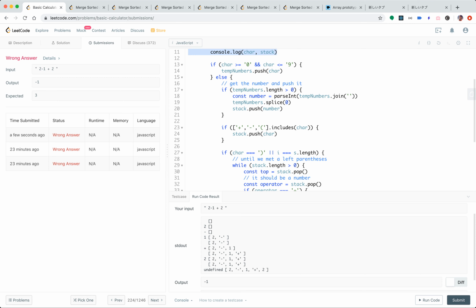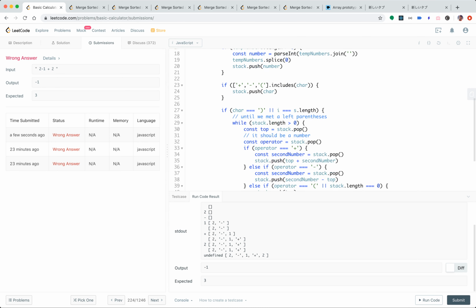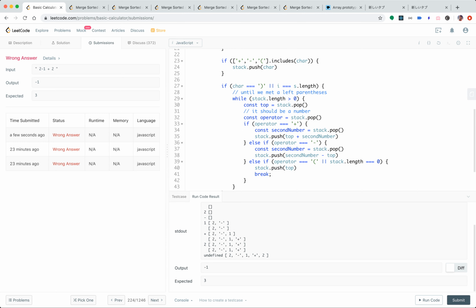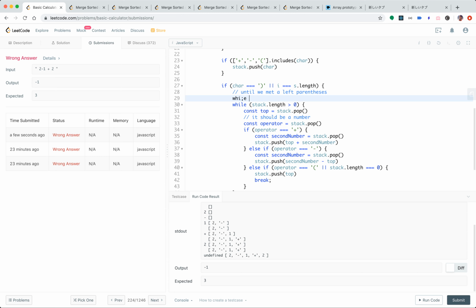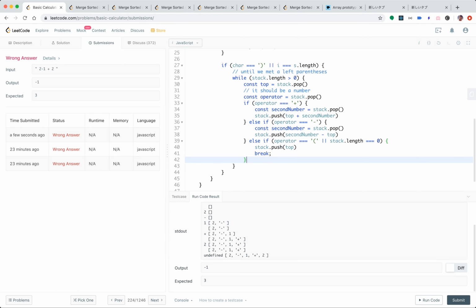We didn't keep the order, so we should create another stack. Okay. Until... while there is a calculation that should be done. Yeah, I made a mistake. It should not be done.